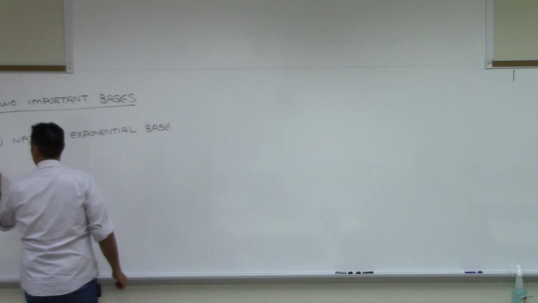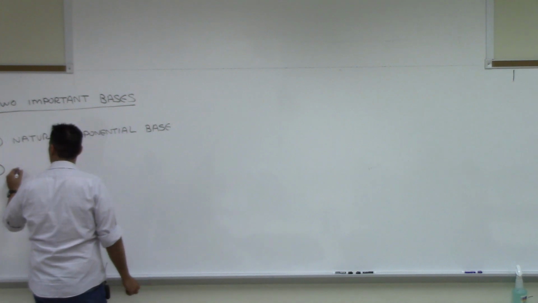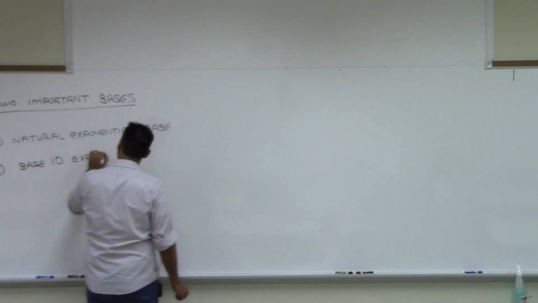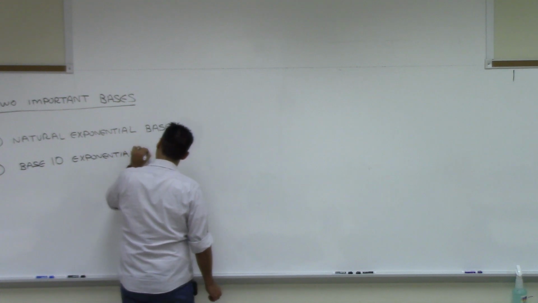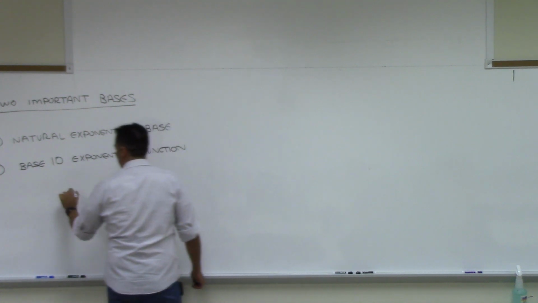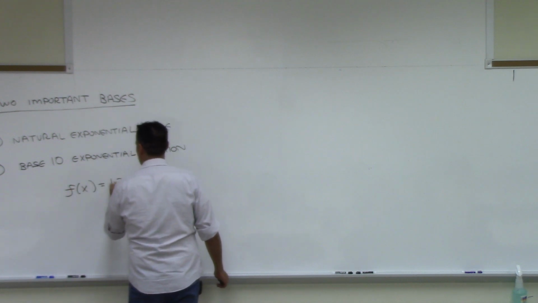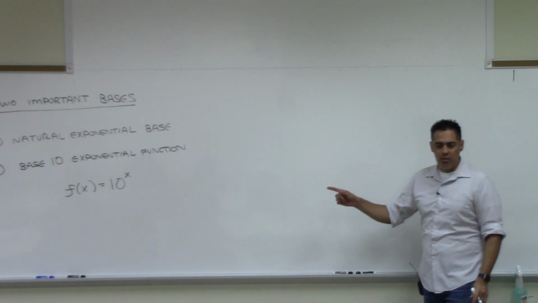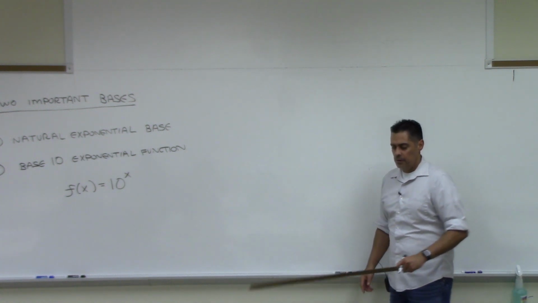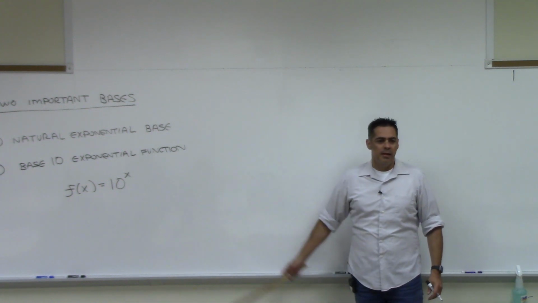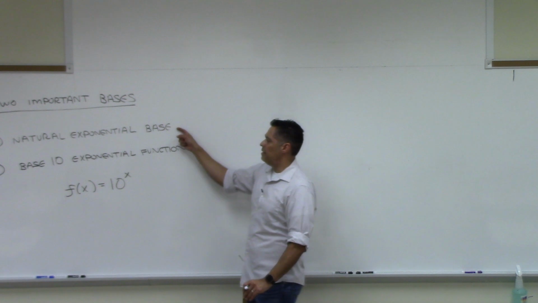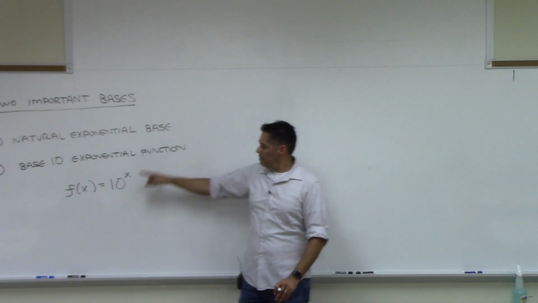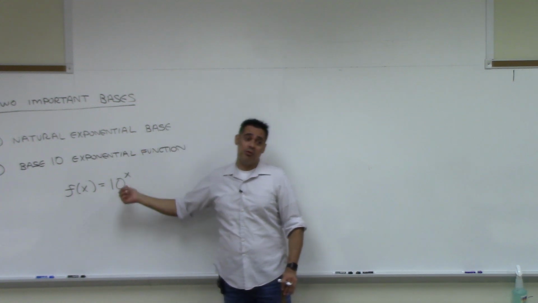The second one is the base 10 exponential function. So as you might expect, it's the function f of x equals 10 to the x. Is this exponential growth or decay? Growth, because this number is bigger than 1, right? Does this grow faster than the natural exponential? It does. Why? 10 is bigger than 2.718. So this grows really fast.